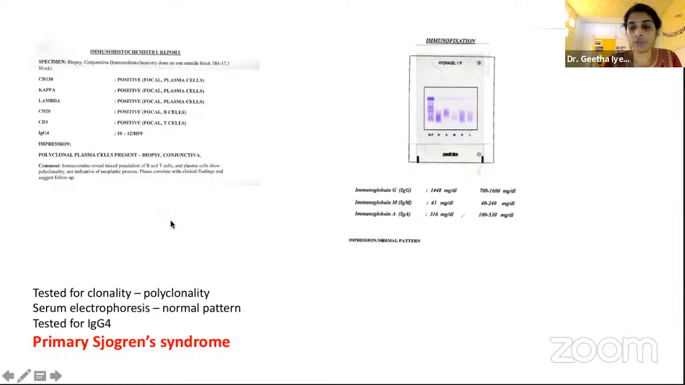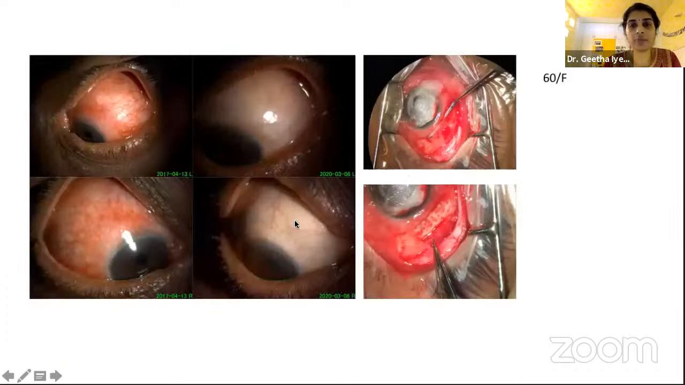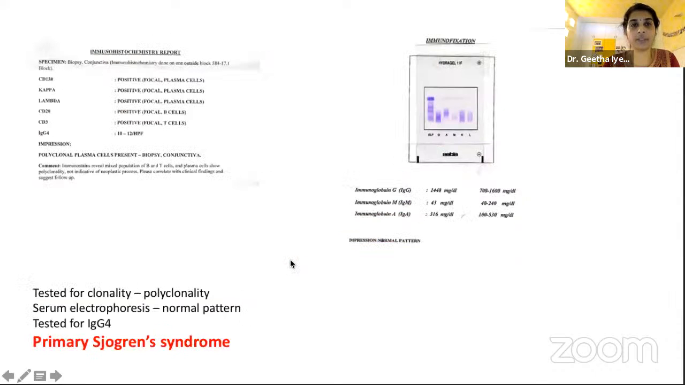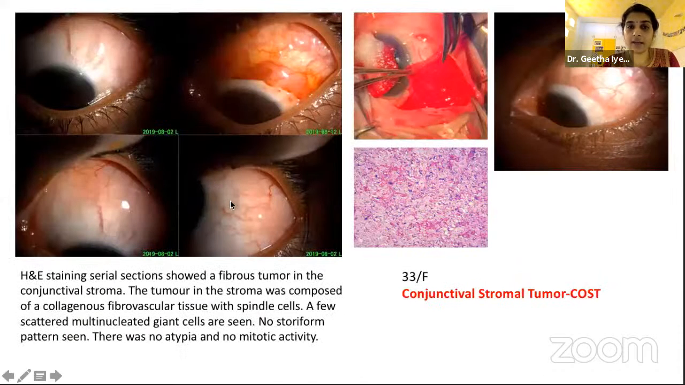And she was started on systemic steroids, and subsequently you can see this is the IV operated, this is the IV didn't operate, but then everything kind of just settled down over a 3-year follow-up. She's absolutely fine. This is again another similar lesion, but then on histopathology this turned out to be a conjunctival stromal tumor, which is one of the variants of conjunctival myxoma.